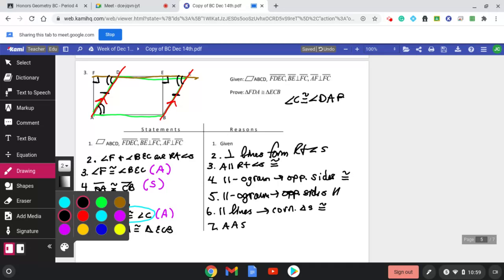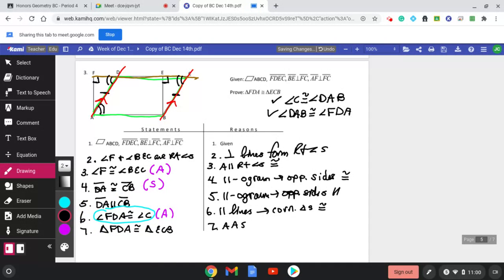Then you could have said, oh, angle DAB is also congruent to angle FDA because they're alternate interior. I think alternate interior angles are a little easier for you guys to see than corresponding. And with these two, you could have gotten to C and FDA being equal by substitution. So there was a different way of getting those two angles congruent.